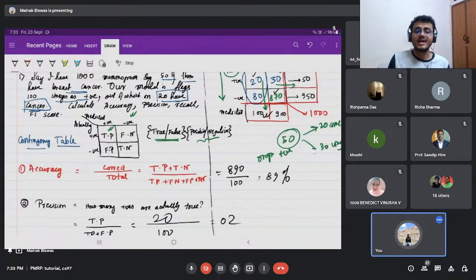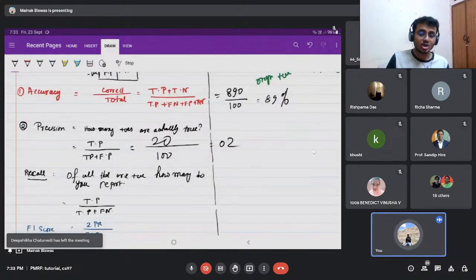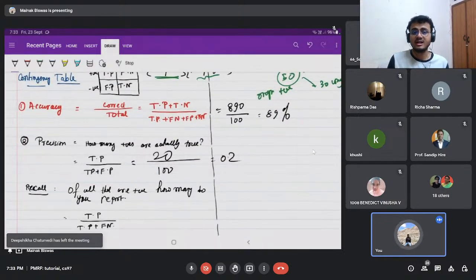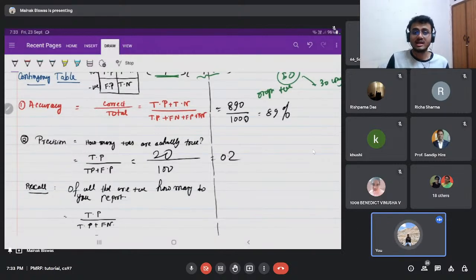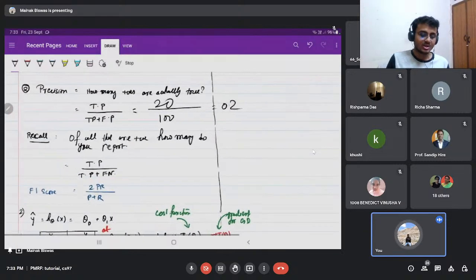In cancer detection and similar cases, you should not make people worry by saying that you have cancer when it eventually turns out to be a false positive. Ideally you should not do that. You also should not say don't have cancer if somebody has cancer. That is also very dangerous. That is more dangerous actually. That is known as recall.